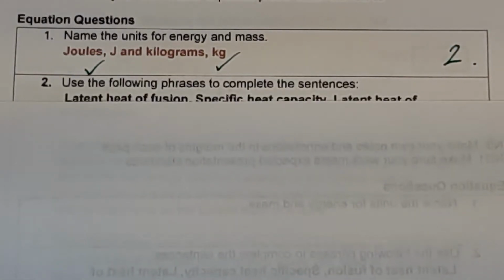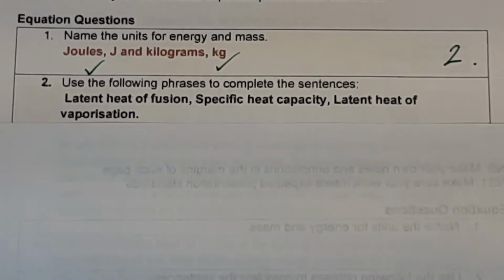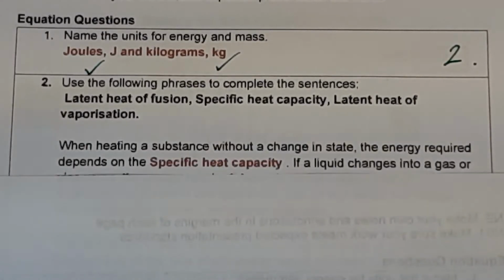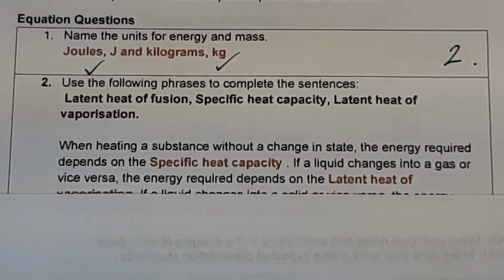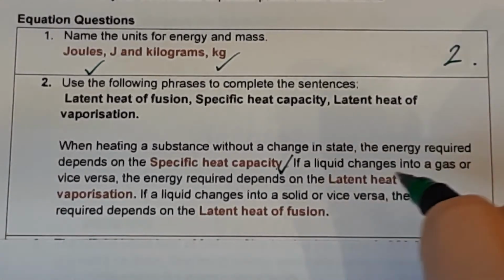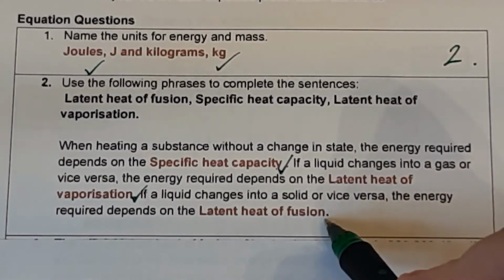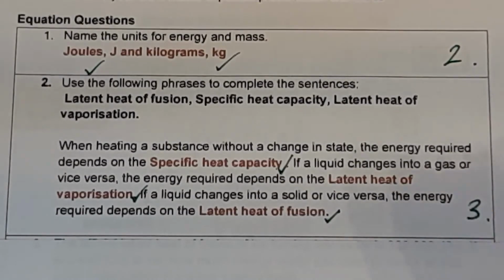Question 2, use the following phrases to complete the sentences. Latent heat of fusion, specific heat capacity, latent heat of vaporization. So when heating a substance without a change in state, the energy required depends on the specific heat capacity. You get a mark for that. If a liquid changes into a gas or vice versa, the energy required depends on the latent heat of vaporization. Have a mark for that too. If a liquid changes into a solid or vice versa, the energy required depends on the latent heat of fusion. So there are 3 marks for this question.